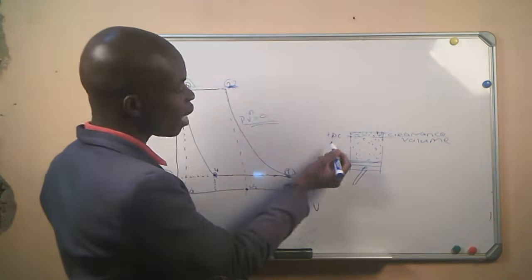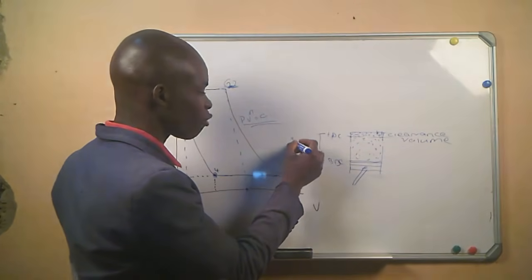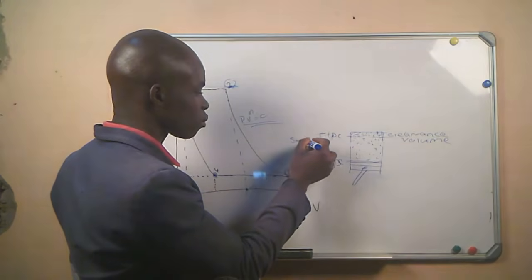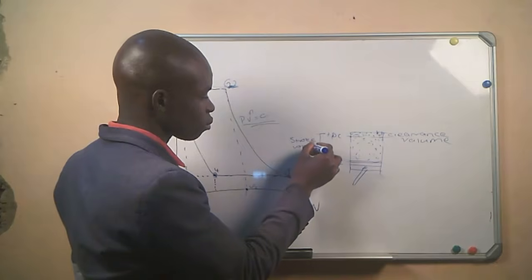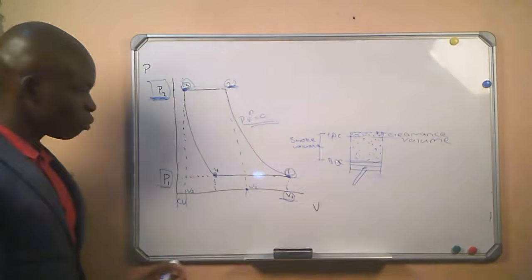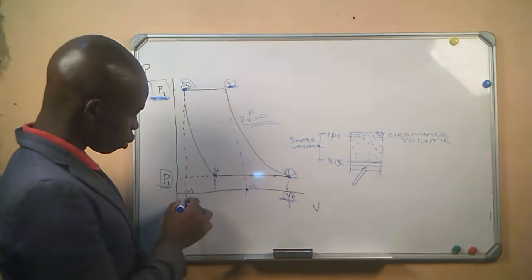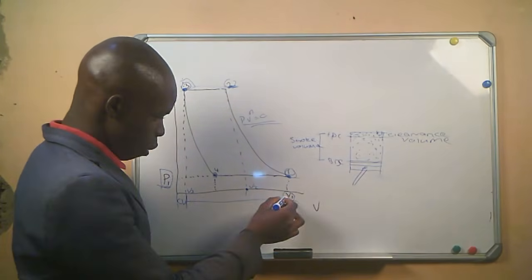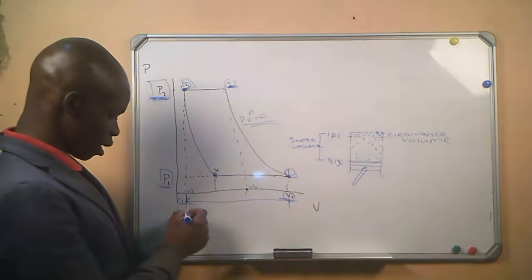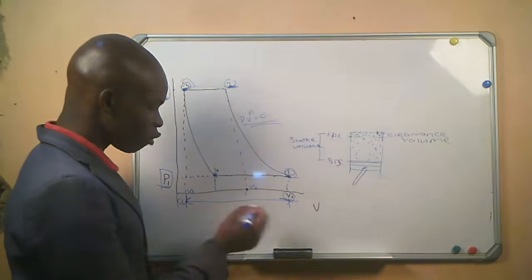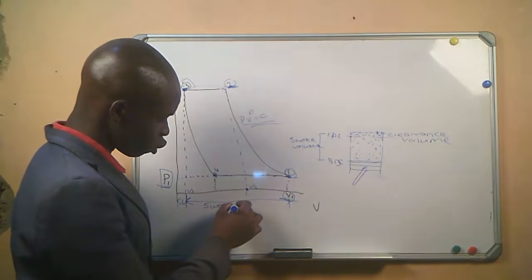So from here, from the top dead center to our bottom dead center, we call this a stroke volume. So a stroke volume is from V1 to our V3, which is the clearance volume, and then the stroke volume is also called a swept volume.